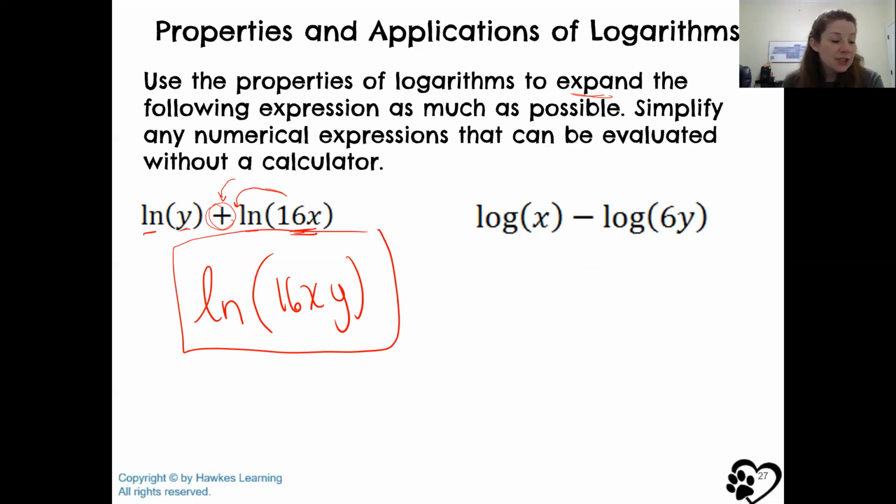When we see addition, we know that we have to use subtraction. Or let me say it again. When we see addition, that means we're going to show it in multiplication.